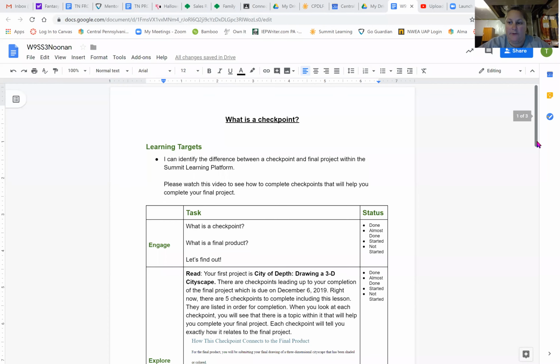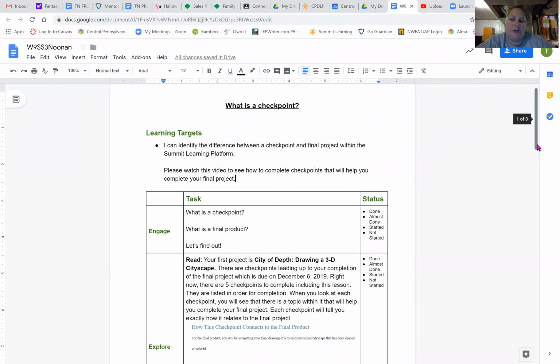All right, here we are. So what is a checkpoint? I know that you've been doing them in Summit with English and math and science with Miss Tori, and she does a phenomenal job. I just wanted to make sure that you knew what they look like for social studies. Before we think, remember that your video will be posted here for you to refer back to.